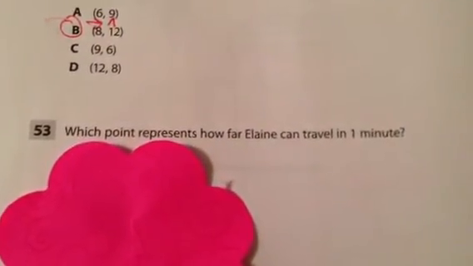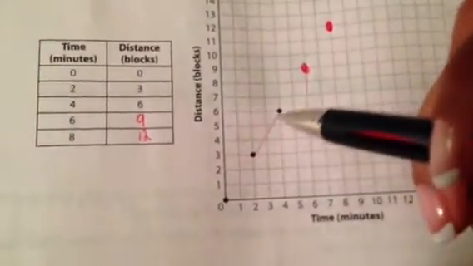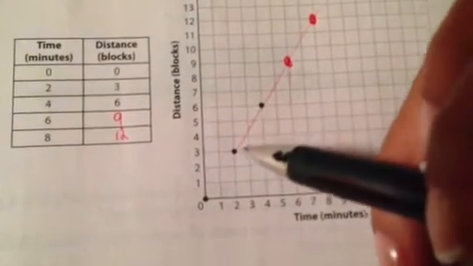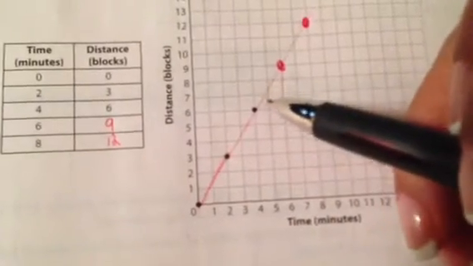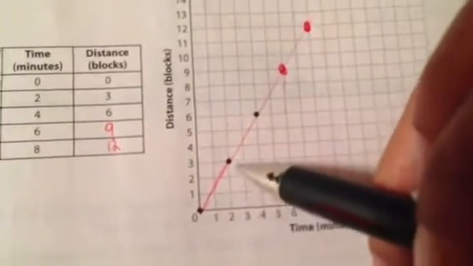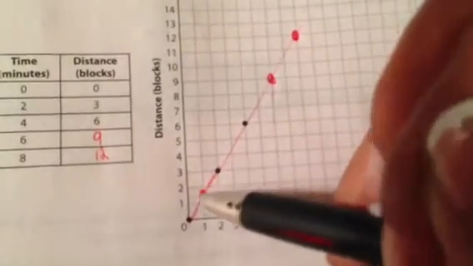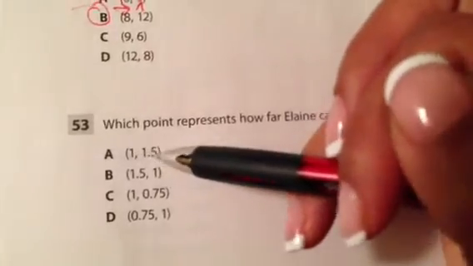Which point represents how far she walks in 1 minute? So I'm going to look at my chart, and I'm going to look at the straight line I made with my ruler. And if I continue that line to 0, how far is she going in 1 minute? So it's halfway. I know in 2 minutes she goes 3, and it's halfway between the 1 and the 2. So it's 1.5. So 1 and 1.5. So 1 minute. So the time is 1, and here's 1.5.